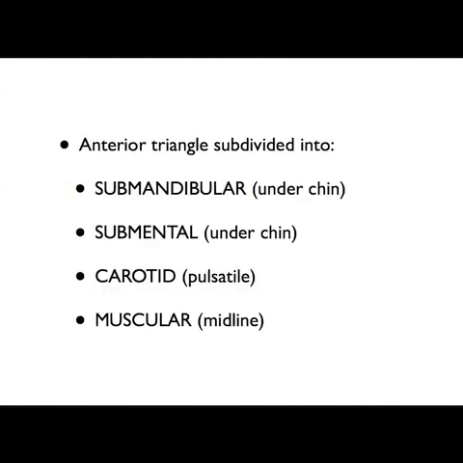You can subdivide the anterior triangle into submandibular portion, submental portion, carotid portion, and the muscular portion. The submandibular and submental areas are found underneath the chin. The carotid area, as you'd expect, contains the carotid vessel and is therefore pulsatile, and the muscular part is in the midline and composed mainly of small muscles.